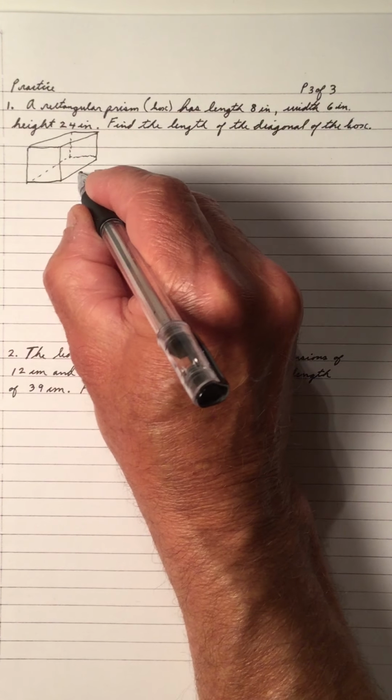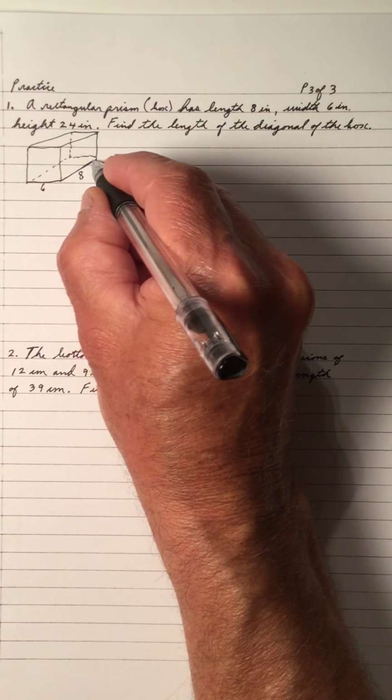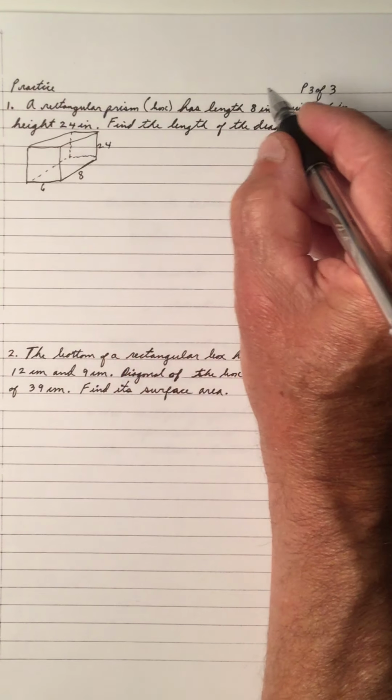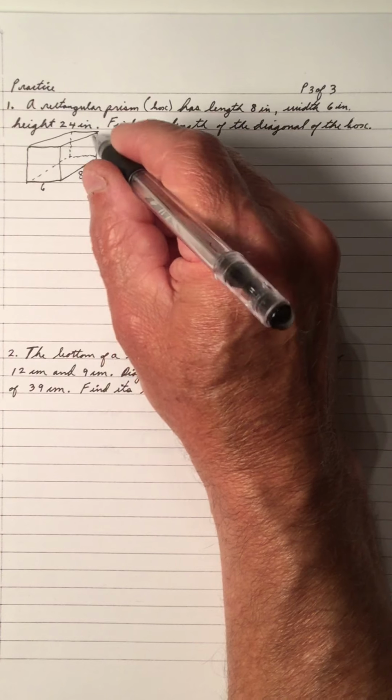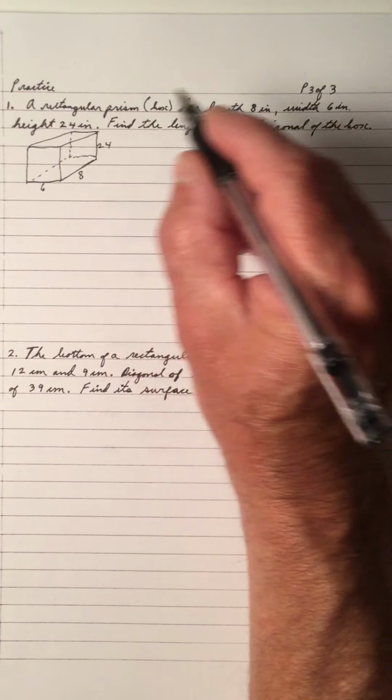The length of the box is 8. The width of the box is 6. And the height of the box is 24. Not drawn to specs. You can see the height is shorter than the width, but I don't have enough room to draw to specs. And the unit is inches.